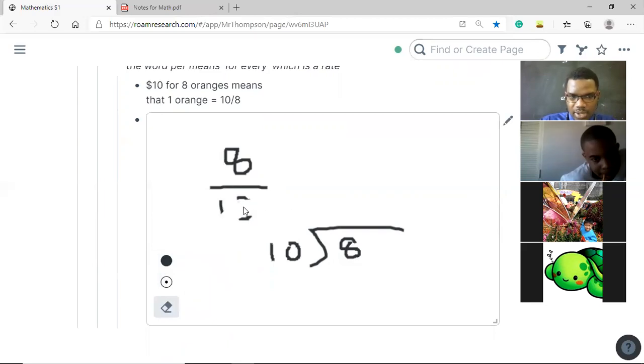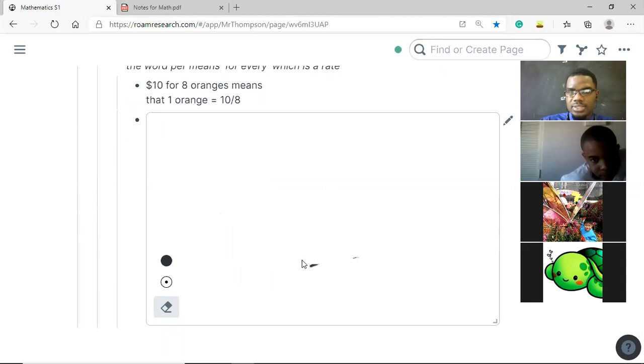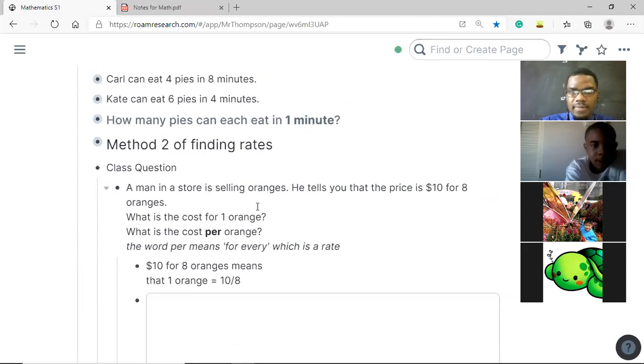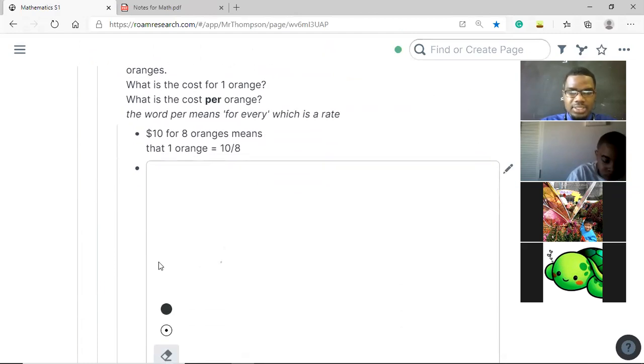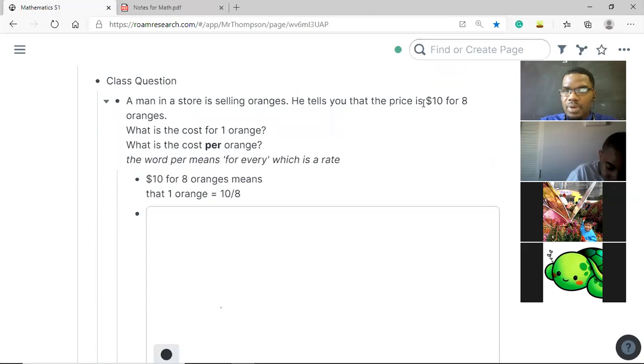It's actually the other way around. Hold on one second. Because remember, let's look back at the question. It says that for every $10, you get 8 oranges. My bad. It never said 8 oranges give you 10. It said 10 to 8. So you would actually say, let me show you, the price is $10 and that gives you 8 oranges. That's how you do it.